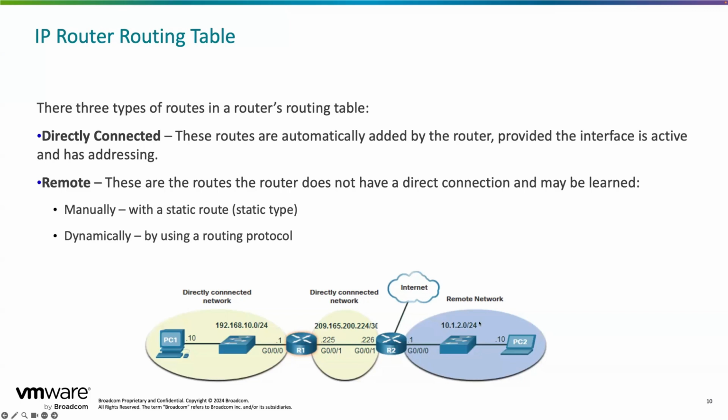For this remote network, R1 does not know it. By using a manually configured static route or by using a dynamic routing protocol, R1 finally learns this remote network, or remote subnet.